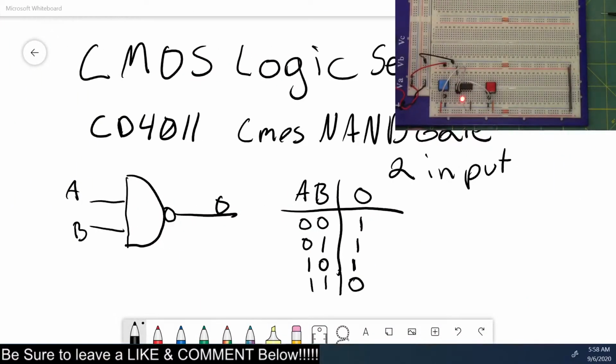If you look at our truth table, if they're both off, it's on. If B, nothing, it's still on. If A, it's still on. And then if both are pressed, it's off.